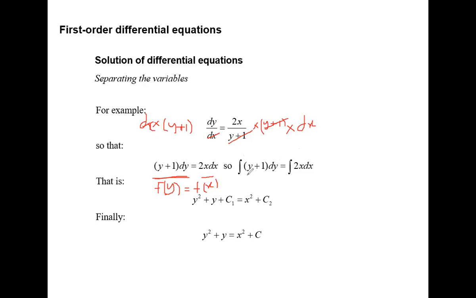And when we integrate the left side, you integrate y with respect to y, you get y squared over 2. Then integrate 1 with respect to y, you get y. Then you add a constant of integration. The same thing when you come to the right side, when you integrate 2x, you get 2x squared over 2. The 2 will cancel out the 2, so you'll be left with x squared here. Then plus the constant of integration, which will be another constant c2.